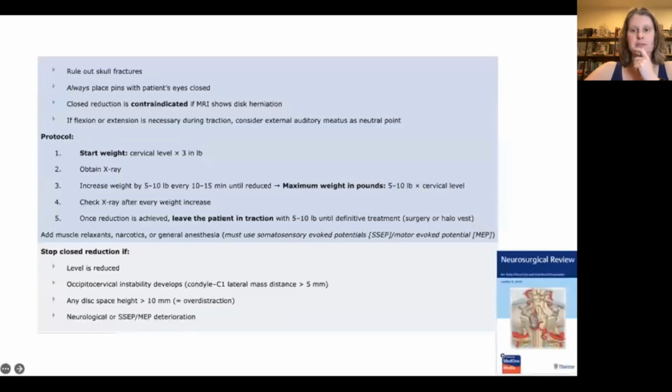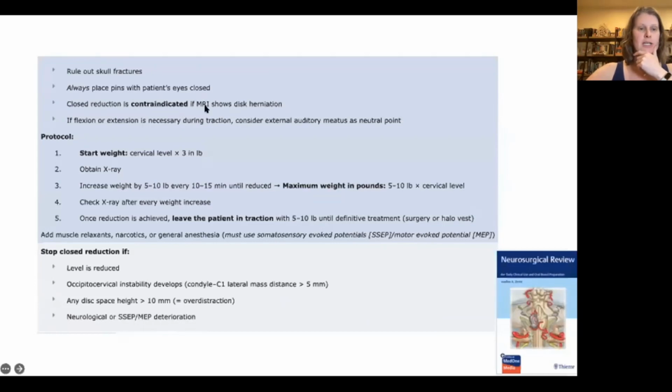And here's a brief list of tips and protocols for cervical traction from another good textbook. We'll just go through each thing briefly to explain it. First, you want to rule out skull fractures, because you don't want to put the pins directly into the brain. That's important. The second one is mainly for a halo: always place the pins with the eyes closed, because you put them just lateral to the eyes, and if the patient's eyes are open, you can pin the eyes open, and that's suboptimal.